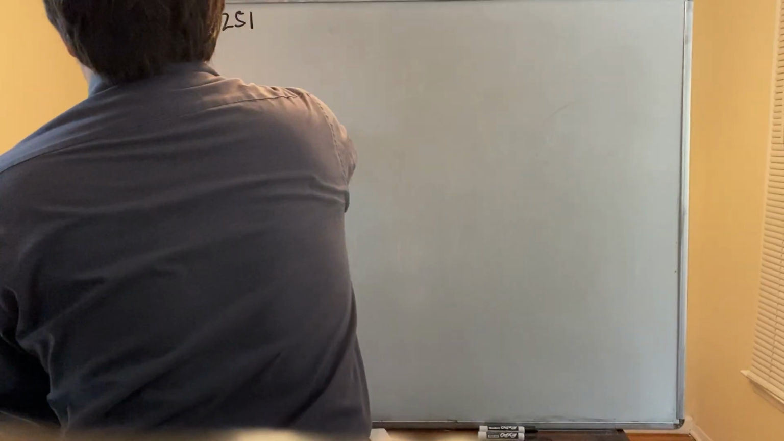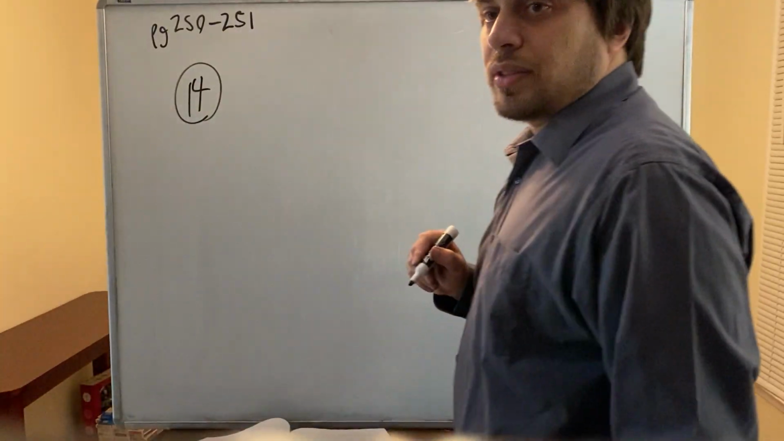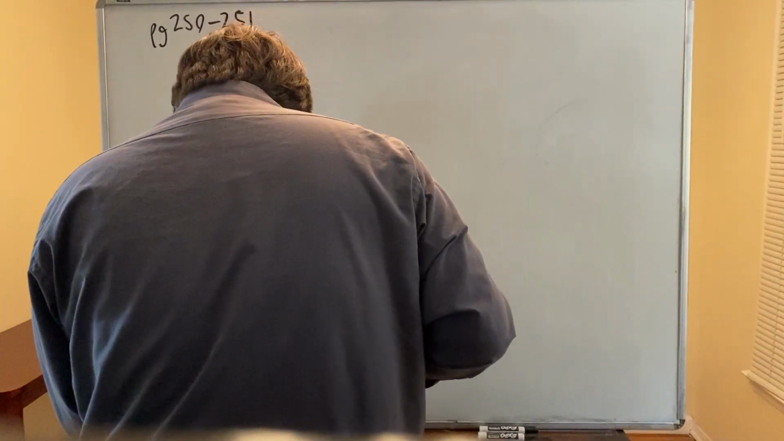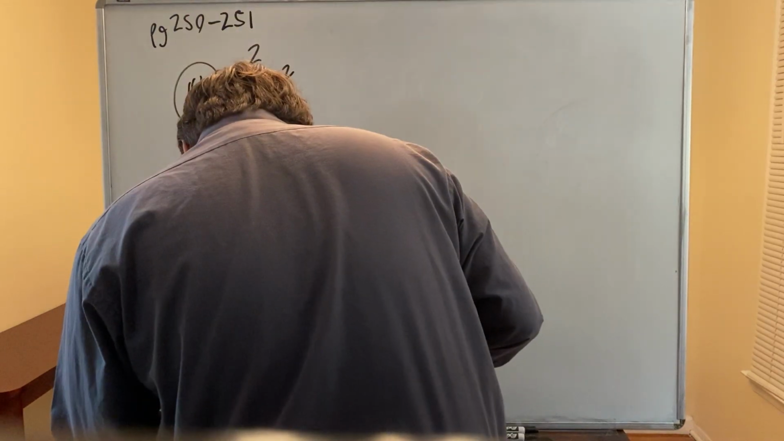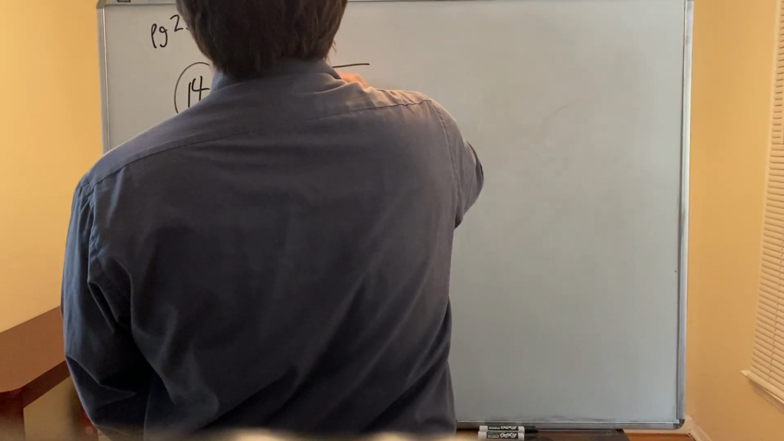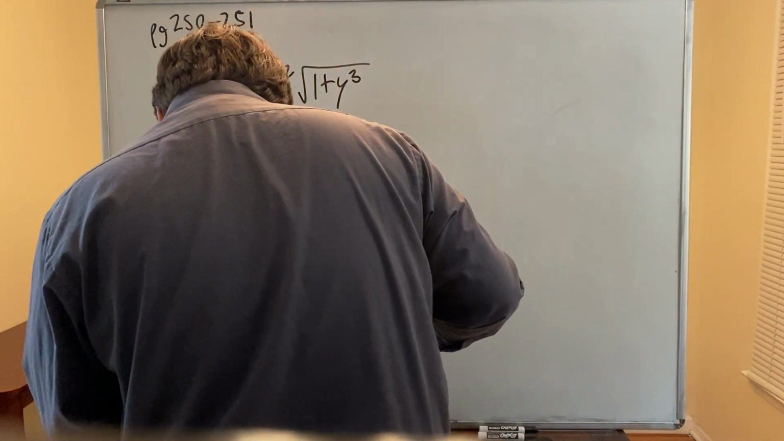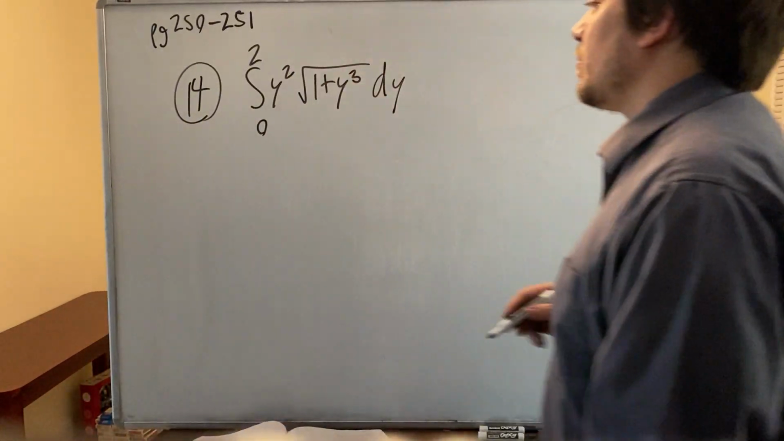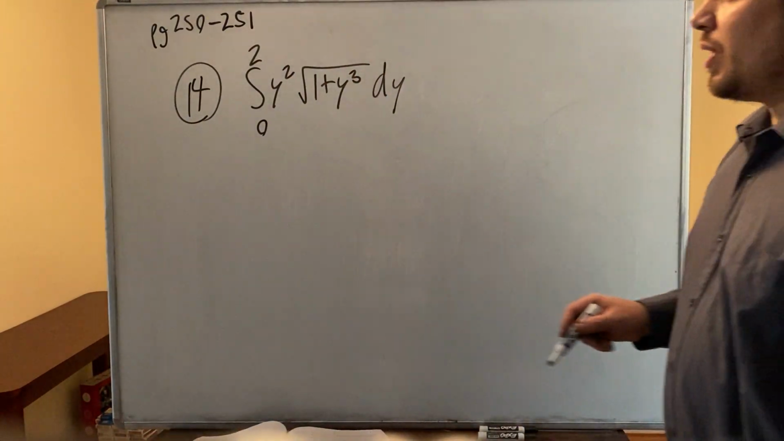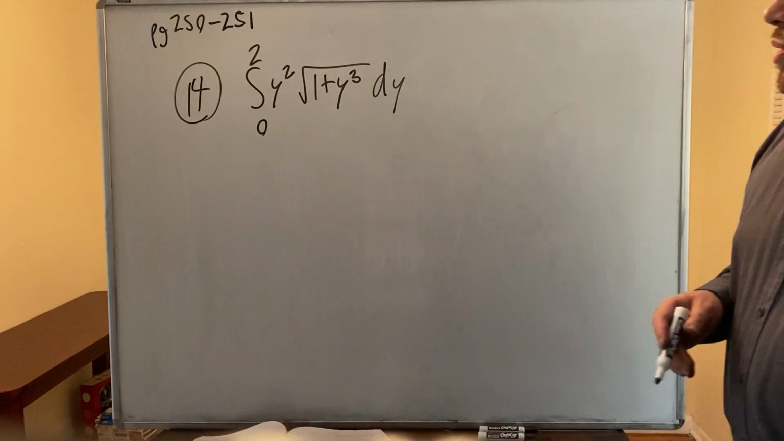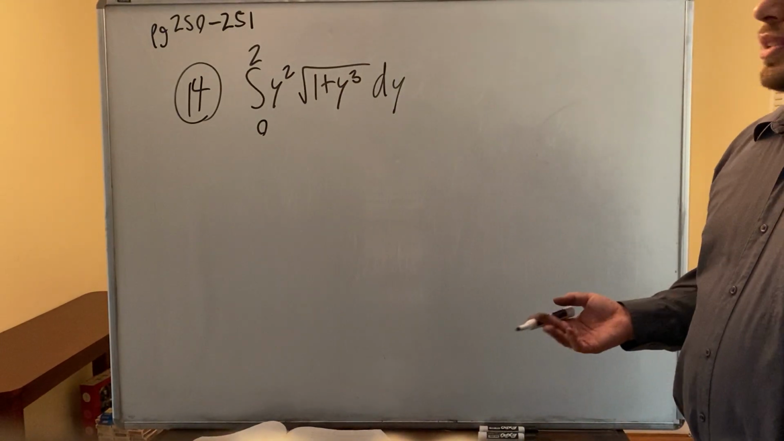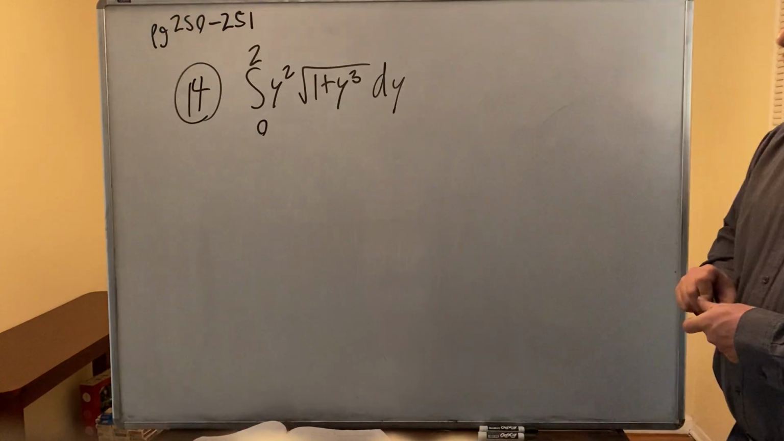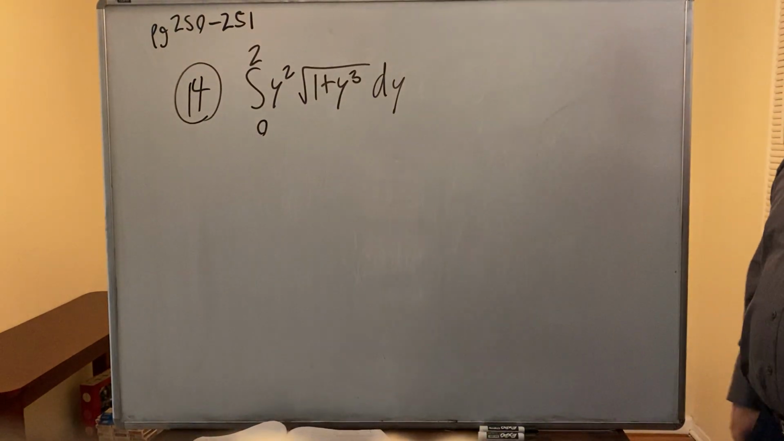Let's do number 14. Okay, so number 14 is the definite integral from 0 to 2 of y squared times the square root of 1 plus y cubed, dy. Okay, so we're going to use u substitution here. And so first thing you ask is what should you let u be? So I'll give you a moment to think about what u should be there.